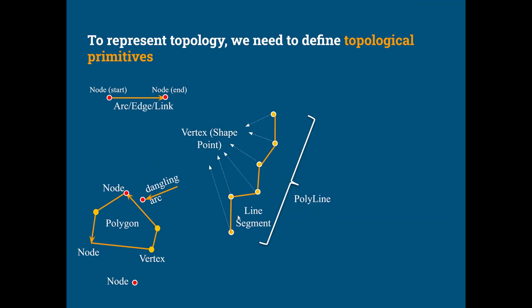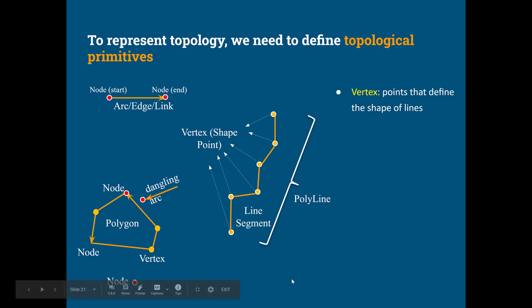All right, topology sounds amazing. How do we define topology? Here we need to first define some topological primitives. The first one is the vertex. A vertex is equal to a shape point. For example, for this line, those vertices, really shape points, help define the shape of this line. Each straight line here we call a line segment. Together, we call it a polygon.